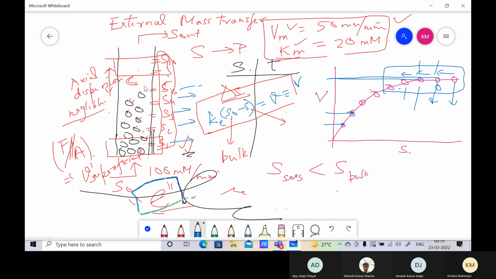So it is at lower substrate concentrations that the impact of external mass transfer is very high, and the lower substrate concentrations are at the top of the reactor, not at the bottom of the reactor. So you understand the argument? Yes, sir. Okay, so now let us solve the problem.